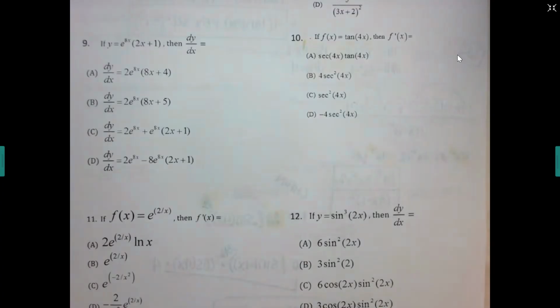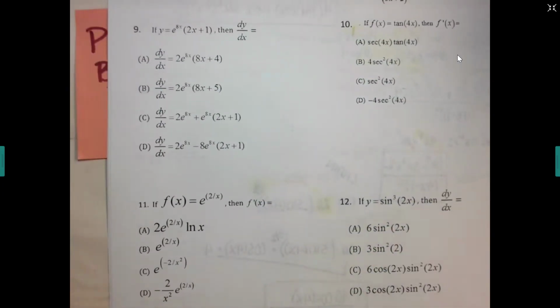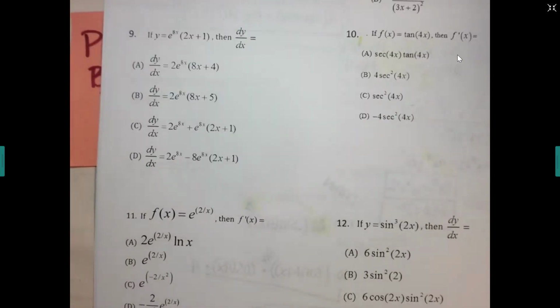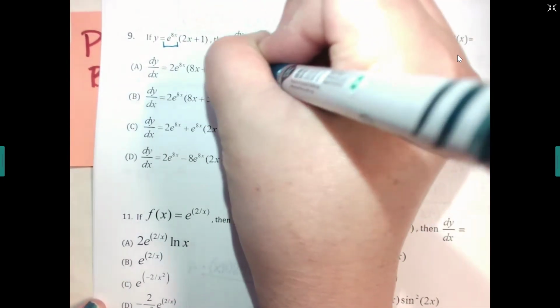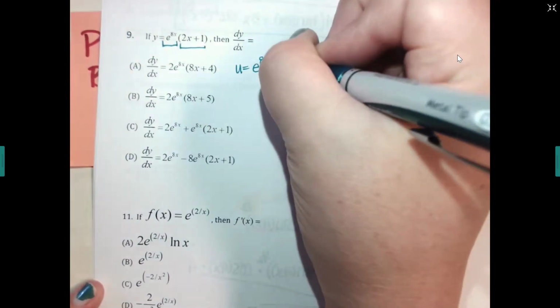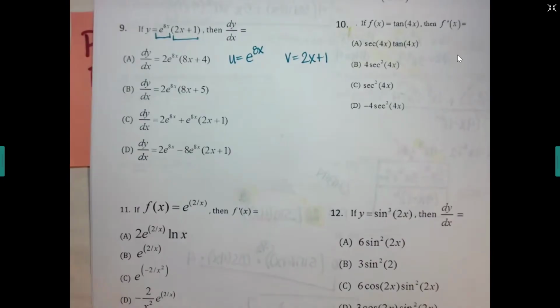Okay, what rule are we doing on 9? Product rule, quotient rule, or chain rule? Product. Very good. Underline your pieces. Okay, your U is going to be an e to the 8x. And then your V is going to be a 2x plus 1. And then we're going to take both baby derivatives and then do the diagonals.